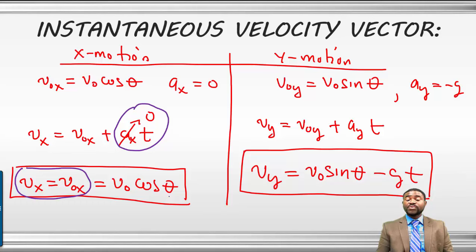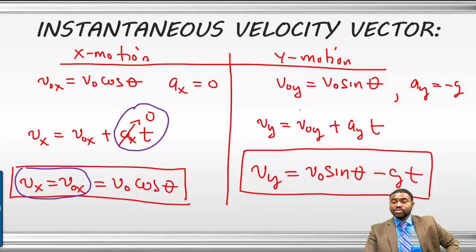And this actually agrees with our previous explanation, because we know for a fact that in the absence of air resistance, the only force affecting this motion is the force of gravity. And it acts only vertically downwards. If it acts vertically downwards, it means that a projectile can only accelerate in the vertical direction. It will not accelerate in the horizontal direction.